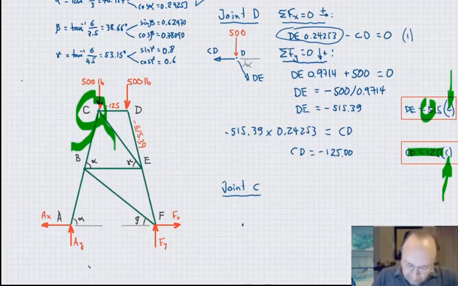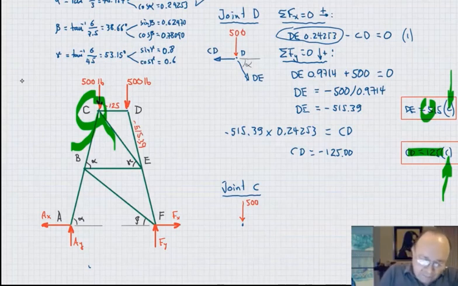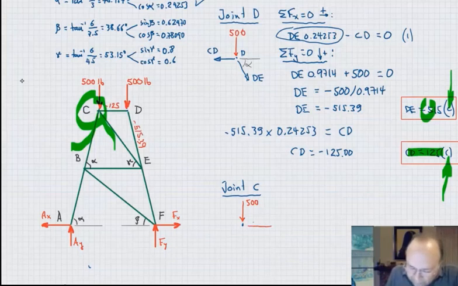We have 500 pounds coming down here. The bar CD is coming into the joint with a force of 125 in compression, so it's pushing the joint. You see here, 125 is pushing the joint because it's in compression. Now, bar CB is in tension because we don't know what it is, so it's an unknown, so we assume it in tension. Remember, all the unknowns we assume in tension. So this is bar CB.